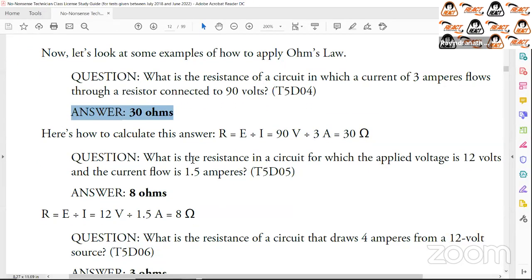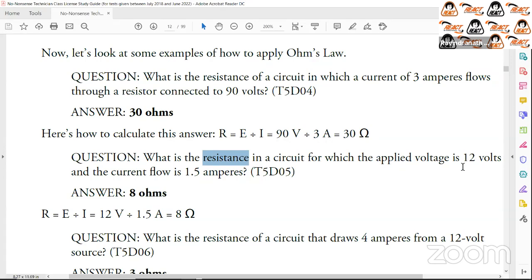The other example is very similar. It asks us to solve for resistance. So we already did the work to find out what the resistance formula is above, so we will use that same formula here. The question is, what is the resistance in a circuit for which the applied voltage is 12 volts?